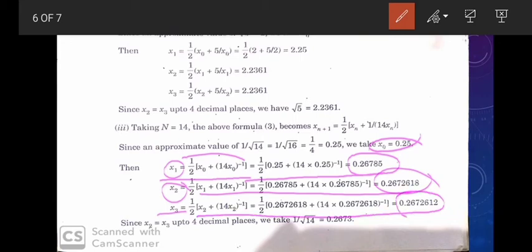So you will find that from 3 to 5 decimal places it is the same, 0.2672 6 1. This is the same in both places, so x2 and x3 are approximately the same up to 4 decimal places, so 1 by root 14 will be 0.2673. So with the help of the formula we are doing this.